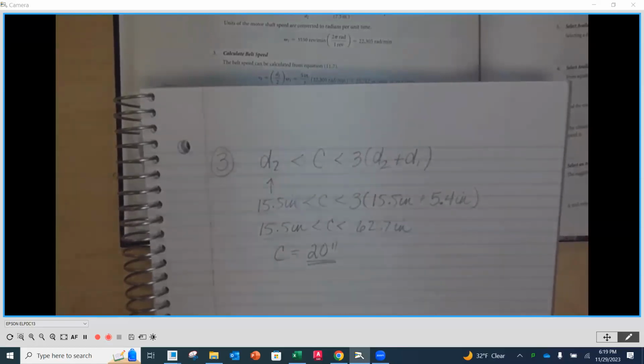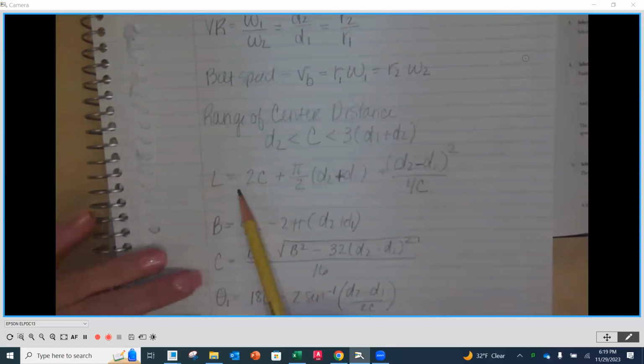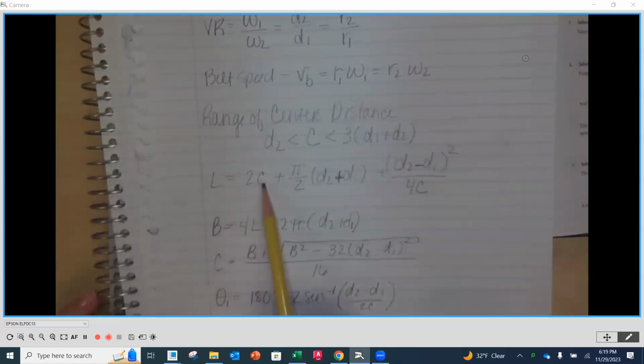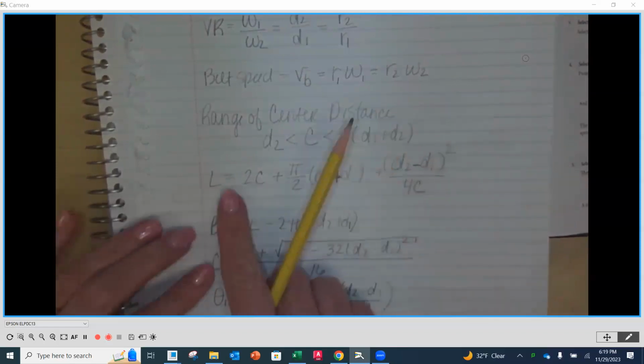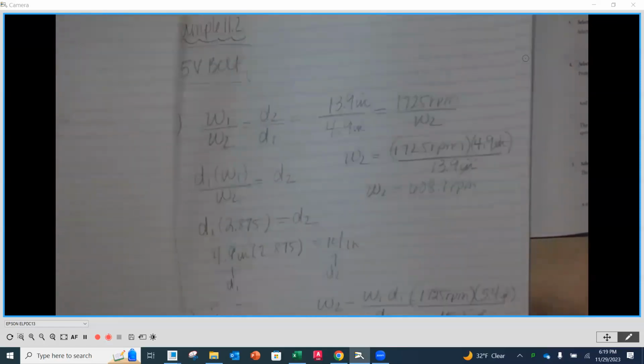Okay, we're picking our center distance as 20. So I'm going to grab my equation sheet out rather than flipping. Now we're going to determine a length of a belt based on this center distance. This is going to give us an estimate of the belt that we're going to pick. Go ahead and use the center distance, your D1s and your D2s in this equation, and calculate what your trial length of our belt would be based on a 20-inch center distance.